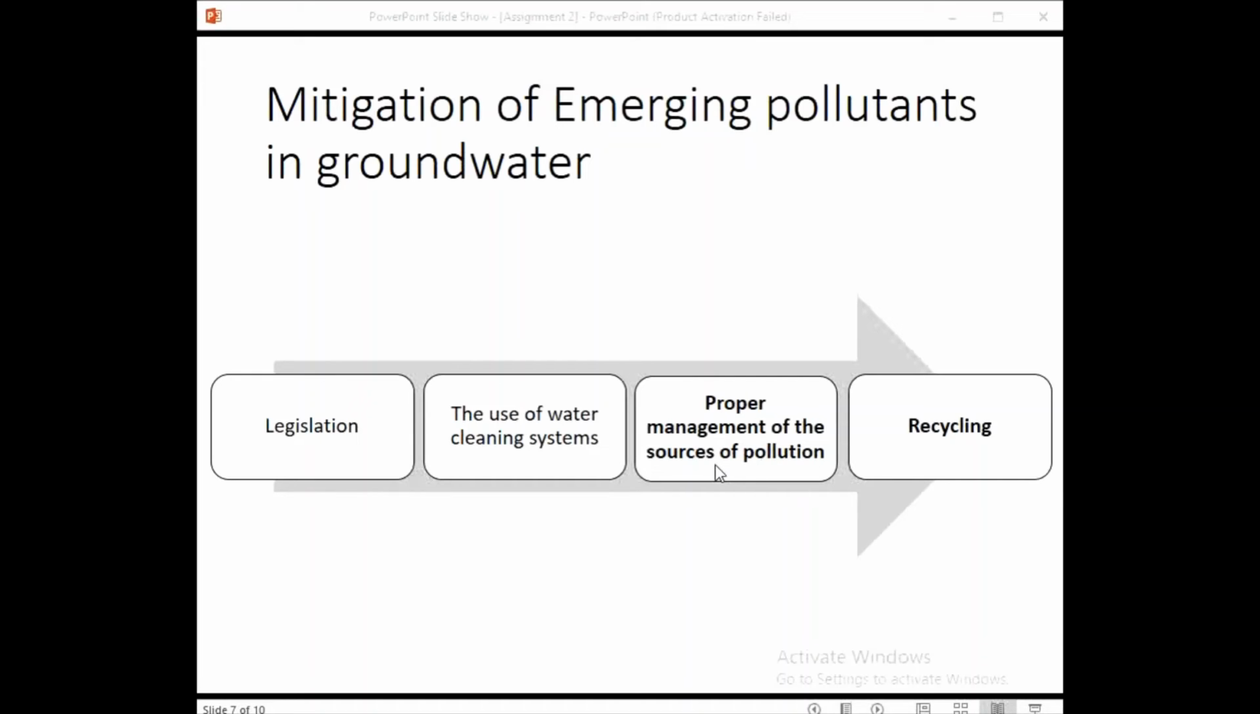Proper management of the source of pollution. The landfills should be designed with proper clearance liners. The maintenance should be done regularly. The location of the landfill should also be far from groundwater areas. Further, any hazardous waste should not be dumped in the landfill unless it is designed for that purpose.